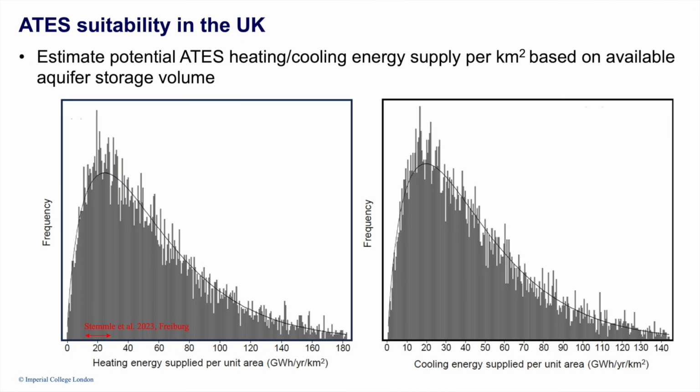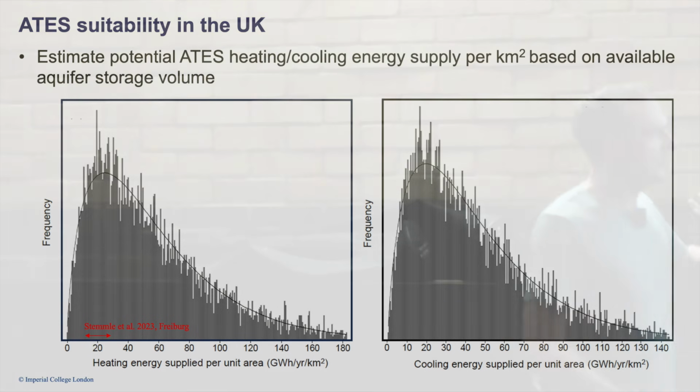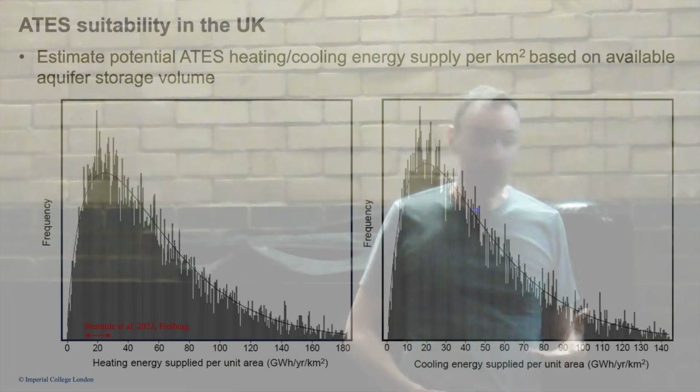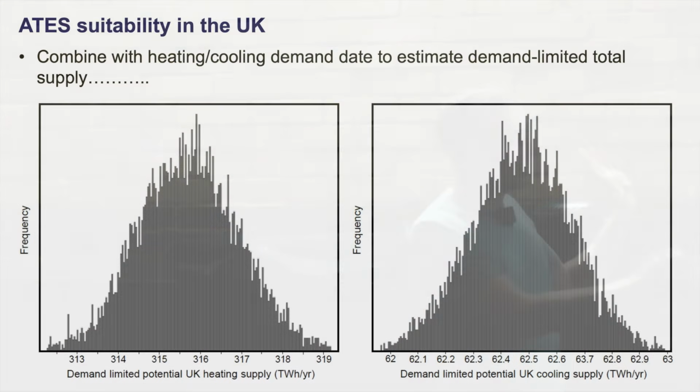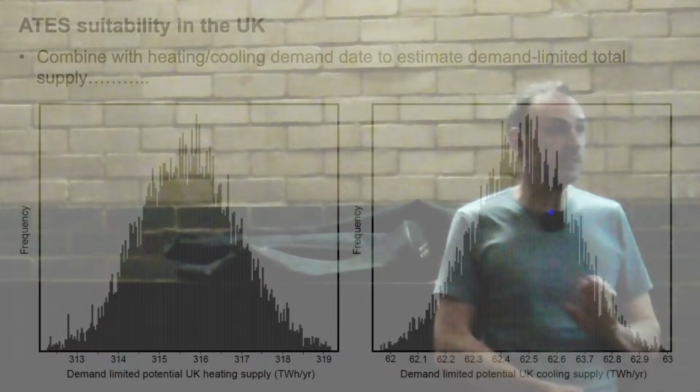So we've done some probabilistic modelling using Monte Carlo methods, which will be familiar to many of you who come from the oil and gas industry. We don't know a lot of the numbers exactly, but we can look at a range of them, make lots of forward predictions and come out with some probability distributions. The first thing we can do is look at how much energy we think these systems can supply per unit area. Then we can look at what the demand is across the UK, and match those two things together to look at how much of UK demand could be supplied.